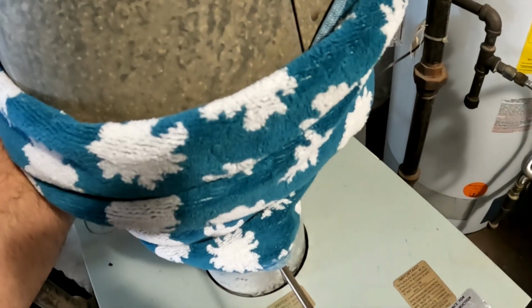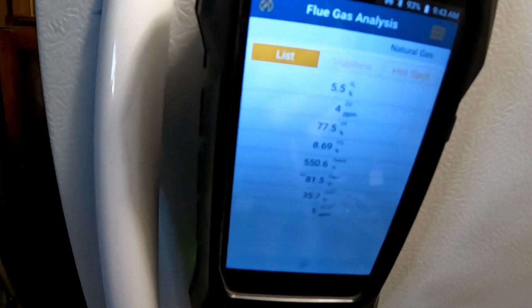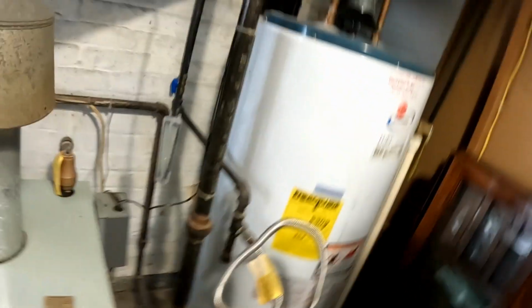Some cases we only have to cover part of this. I dropped the towel, so it's going to increase it. So this is the proper oxygen. We're down to 3 parts. So I'm going to remove this towel and show you. So this is open to the room.